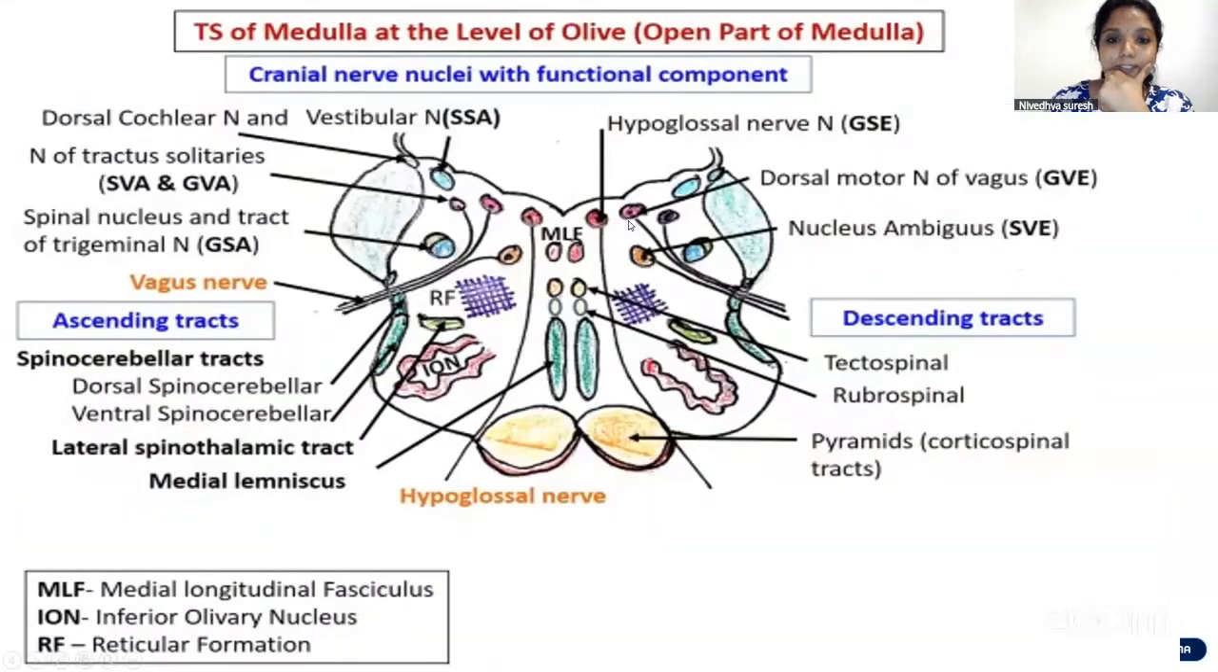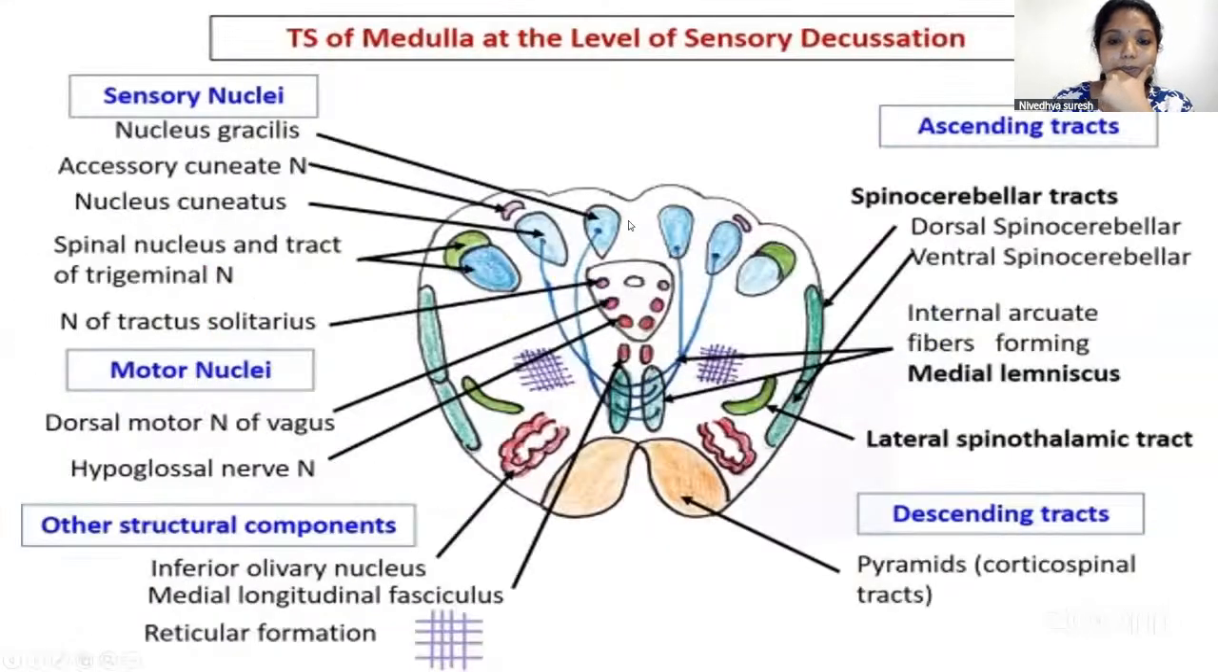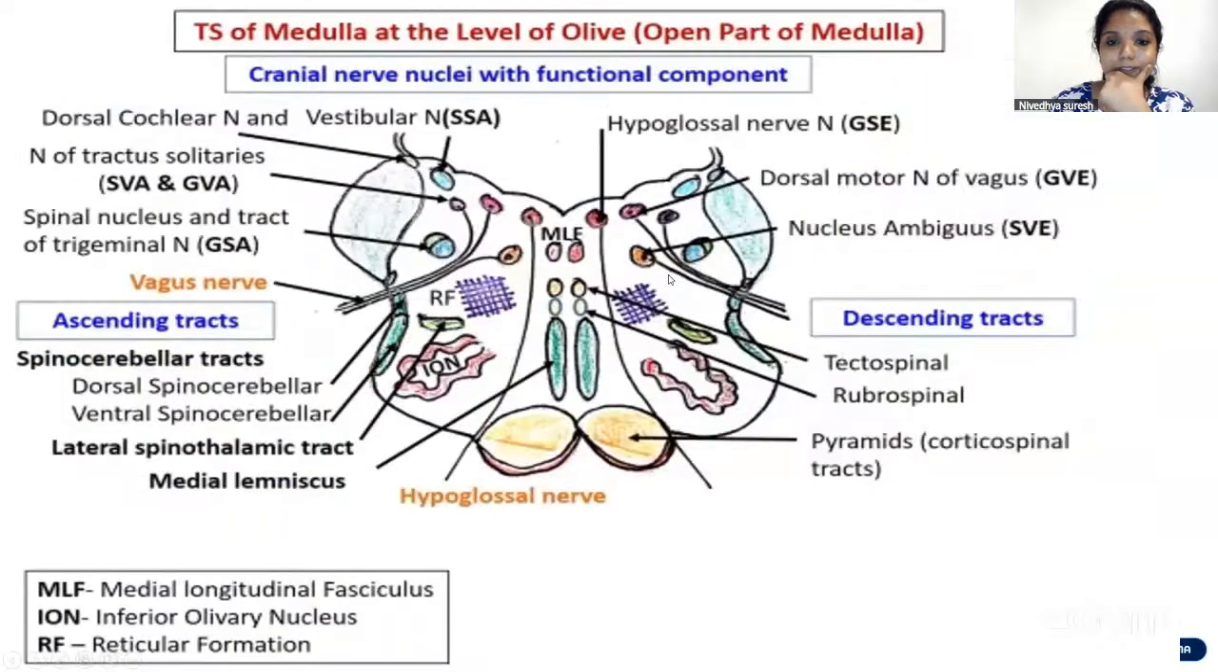What can we see here? All these nuclei are spread in the posterior region: the dorsal cochlear nucleus, the vestibular nucleus, the hypoglossal nerve nucleus, the dorsal motor nucleus of the vagus, and the nucleus ambiguus. All the nuclei are spread along this side.